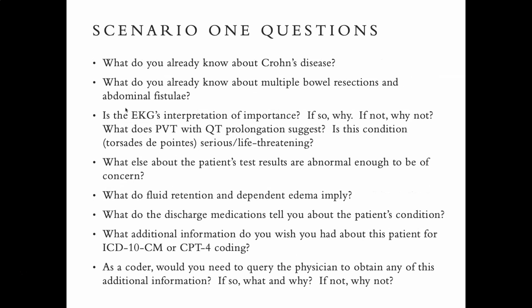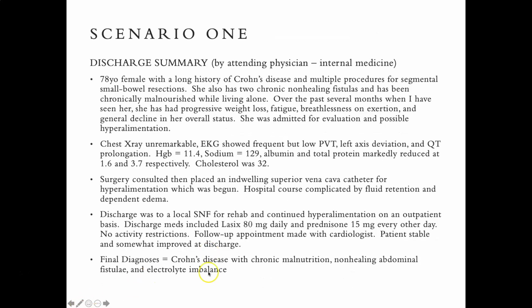For the E&M level, if that's what you're doing. As a coder, would you need to query the physician to obtain any of this additional information? If so, what and why? If not, why not? So ask yourself those questions. Based on what is coded here, do you have enough that you don't need any additional information, that you can just code it as is and nothing else really matters?